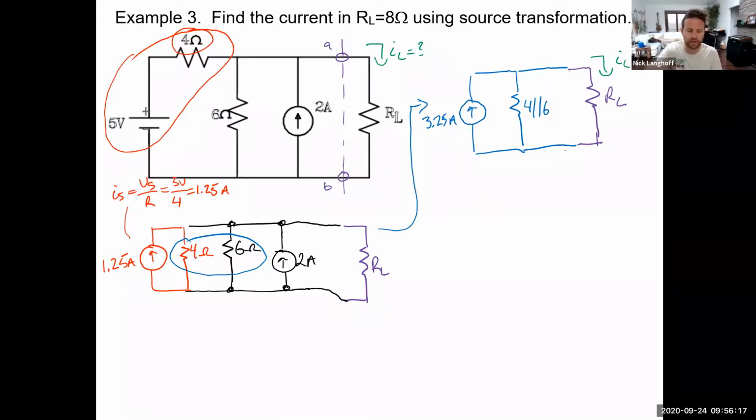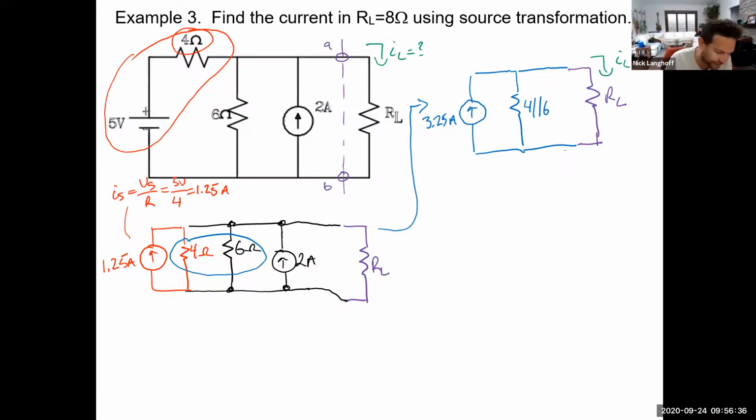I hope drawing these in colors and kind of trying to keep things separate is helping you see how to organize your notes and the sub-circuits you continue to draw as you're solving your own work.